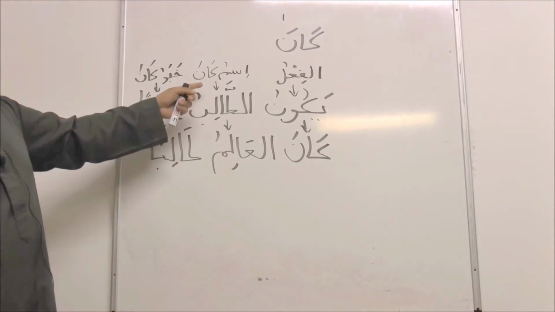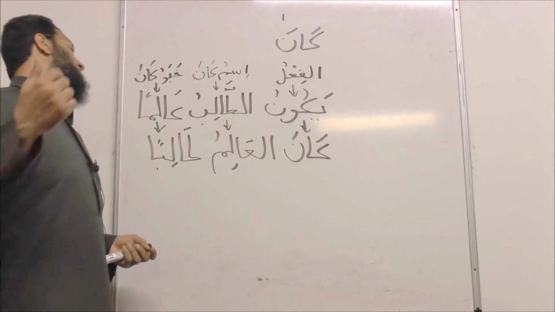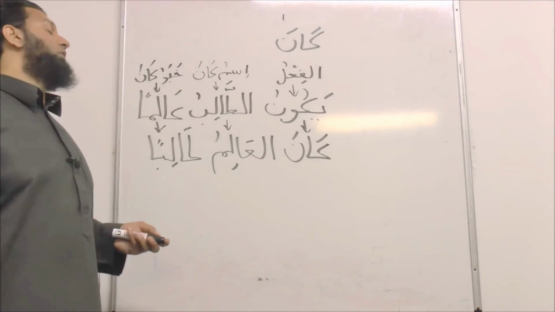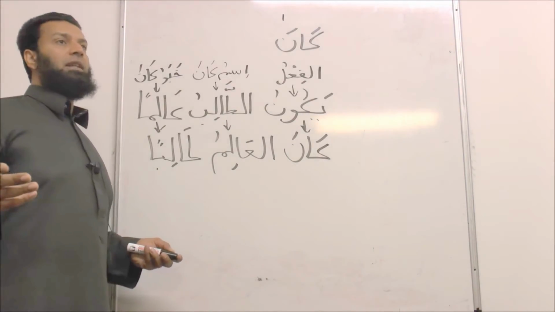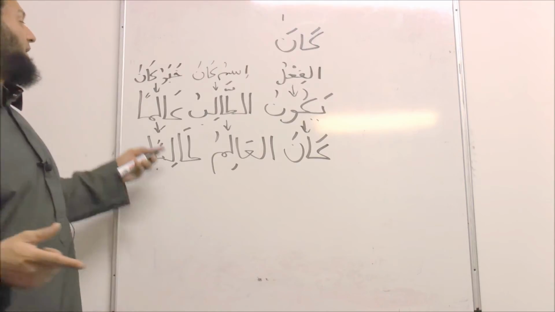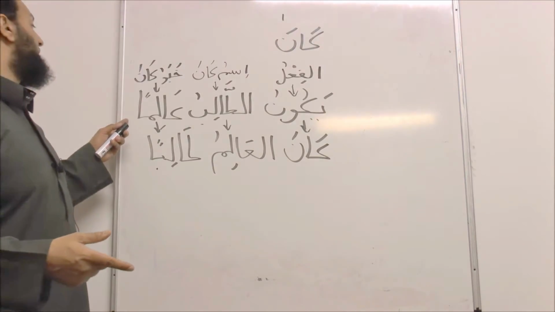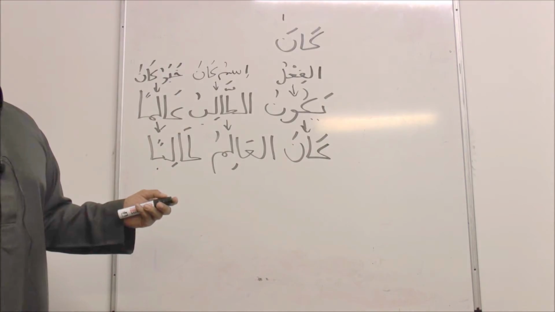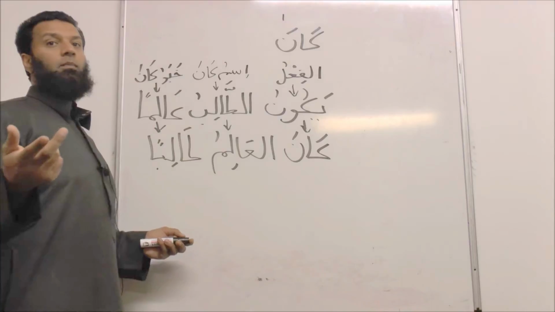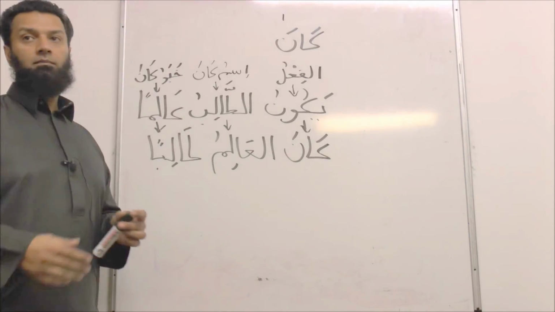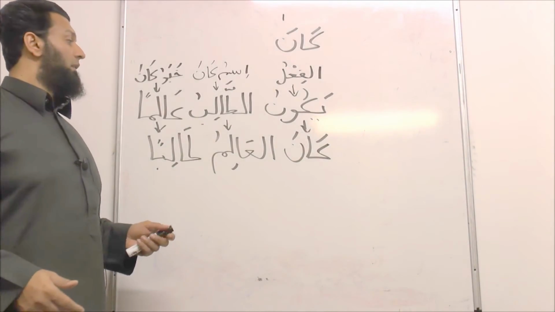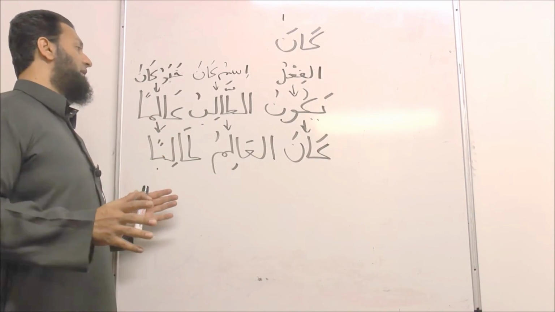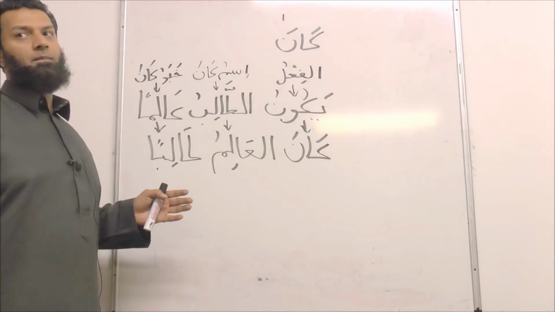The ending of ismu kana is marfu'un, just like the ending of the fa'ilun is marfu'un, and the ending of khabaru kana is mansubun, just like the ending of maf'ulun bihi is mansubun. It takes the same ruling. So it's just that the fa'ilun is called ismu kana, and maf'ulun bihi is called khabar kana. Okay? It's not particularly complicated, really.